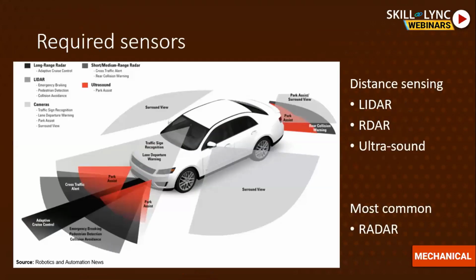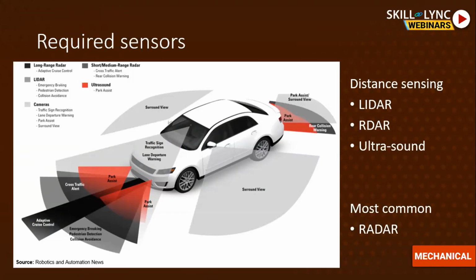Let's talk about the sensors that are required to implement vehicle platooning or vehicle following. The main criterion for this is distance sensing. How far ahead is the other vehicle from your vehicle? This can be done using various sensors like LiDAR, radar, or ultrasound sensors. But the most common sensor that we use for this is radar.